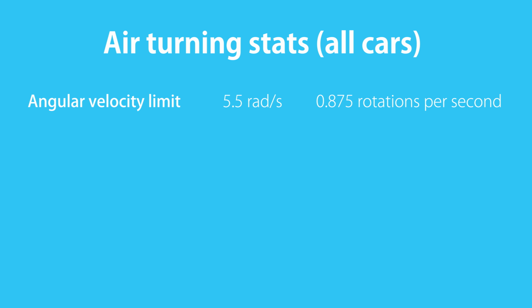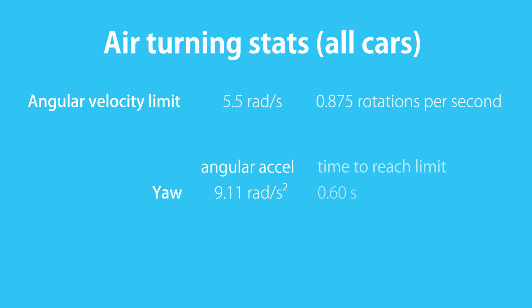When you try to turn the car around the yaw axis, you get an angular acceleration of 9.11 rad per second squared. So you will be turning at the maximum angular velocity after just about 0.6 seconds. Around the pitch axis, it's 12.46 rad per second squared, allowing you to reach the fastest turn after just 0.45 seconds.